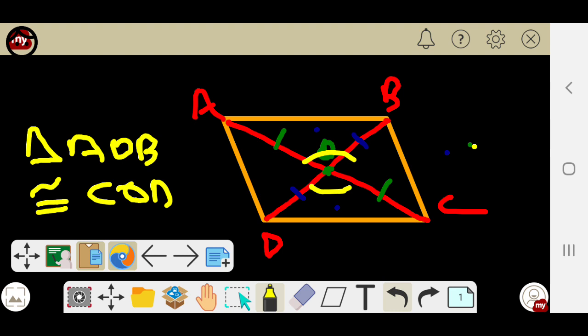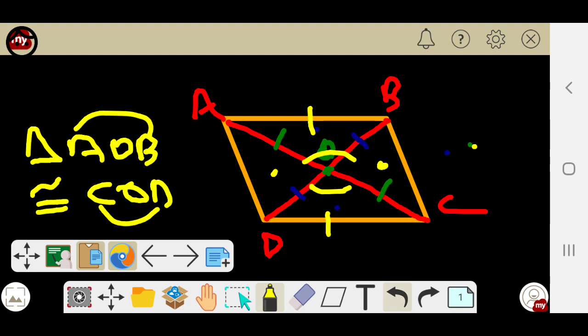These two triangles AOB and COD are congruent. Congruent means their angles are equal, and not only that, sides are also equal. Then we can understand that AB equals CD. Same way, considering triangles AOD and BOC, we can prove that the two triangles are congruent. So AD equals BC. That means we can understand that opposite sides are equal.